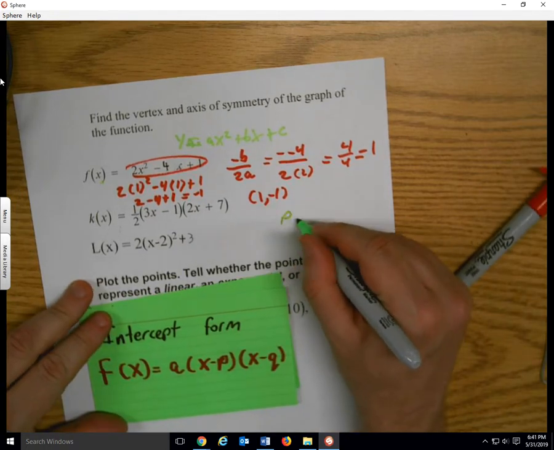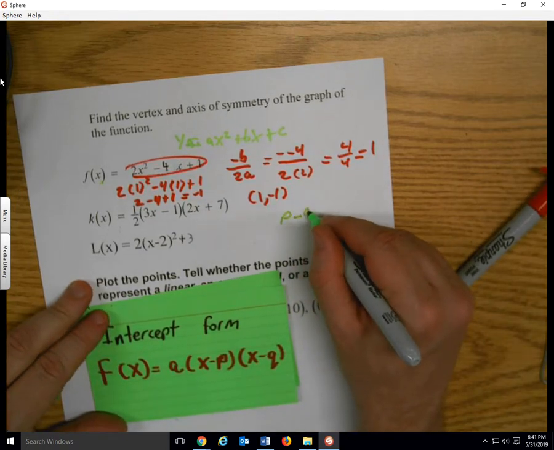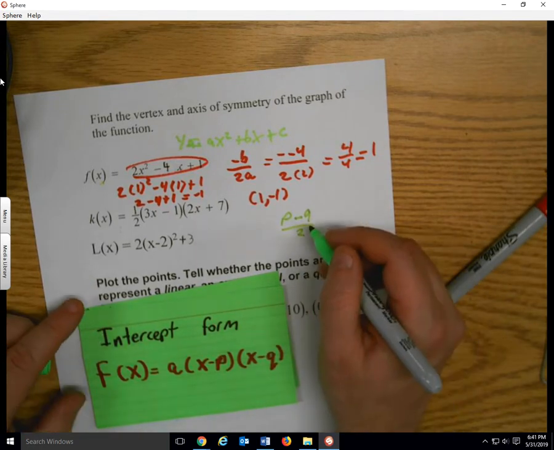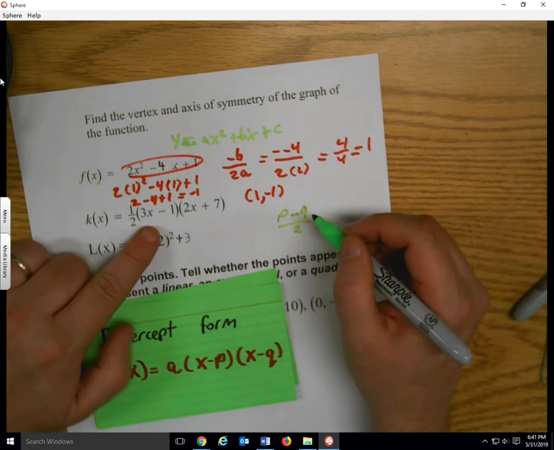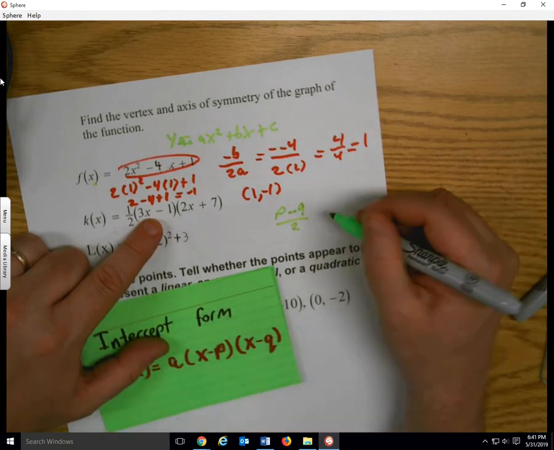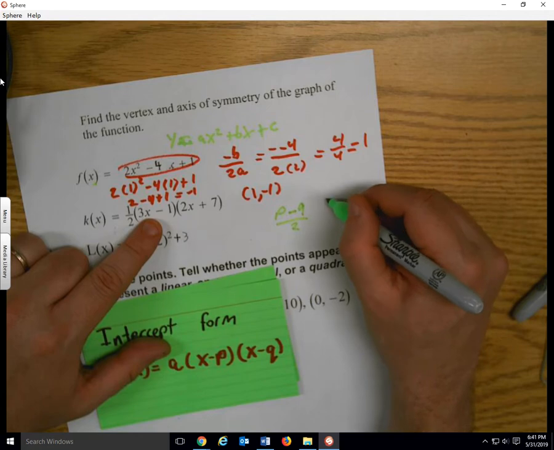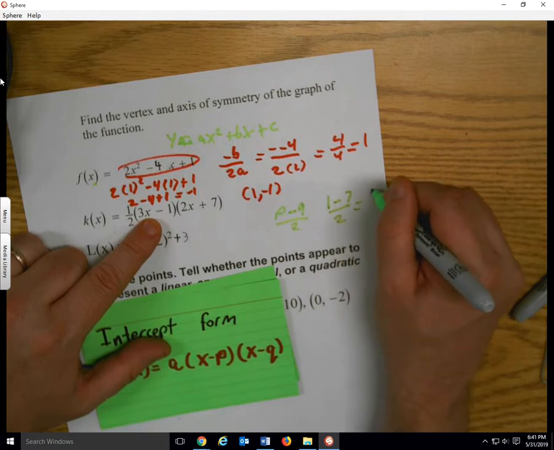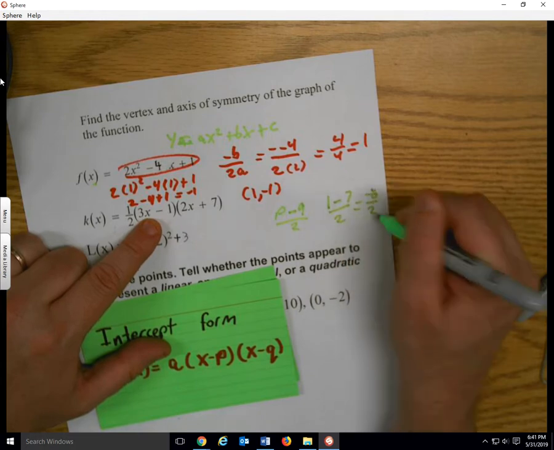P minus Q divided by 2. So the P would be you take the opposite of that. So it would be, because it's a negative P, so it would be a 1 minus 7 divided by 2, which would be a negative 6 divided by 2.